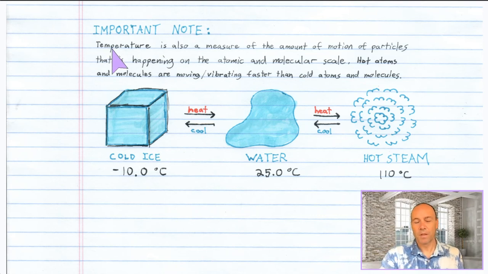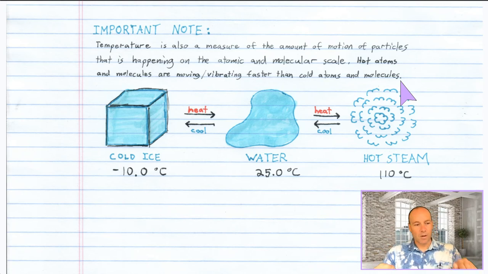Temperature, there's something else about it which is rather interesting. It's also a measure of the amount of motion of particles that is happening on the atomic and molecular scale. Okay? Hot atoms and molecules are moving and vibrating faster than cold atoms and molecules.